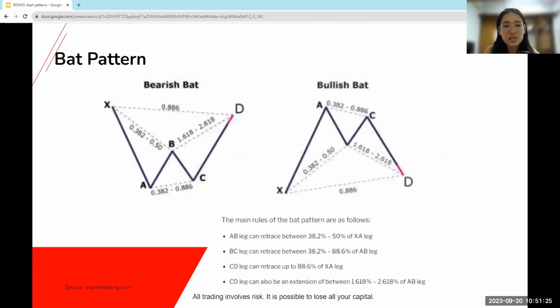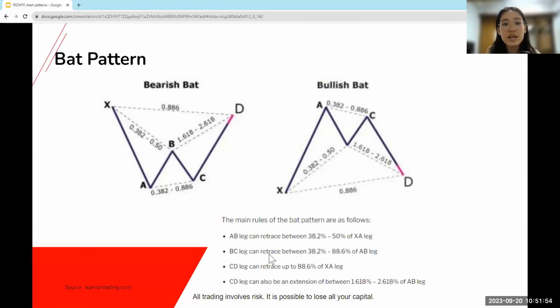Okay. Next, let's take a look at the bat pattern. This is considered the most accurate pattern. And you can see once again, it's pretty similar to your W and M patterns, just with a couple more Fibonacci levels to take note of. So some main rules of the pattern: the AB leg can retrace between 38.2 to 50% of the XA leg.